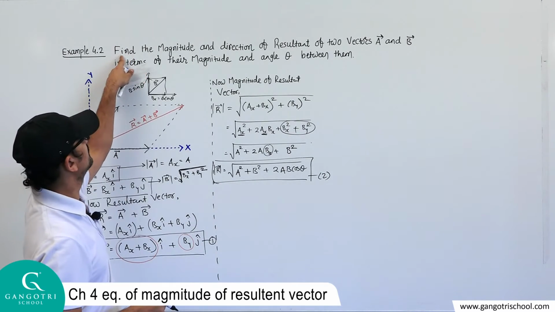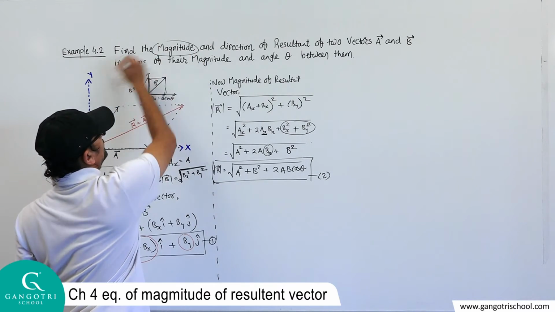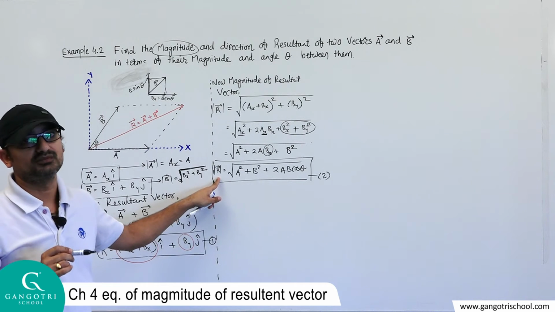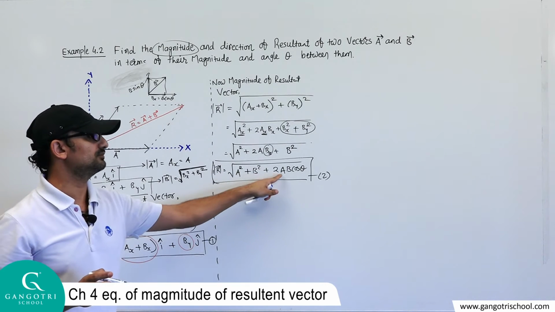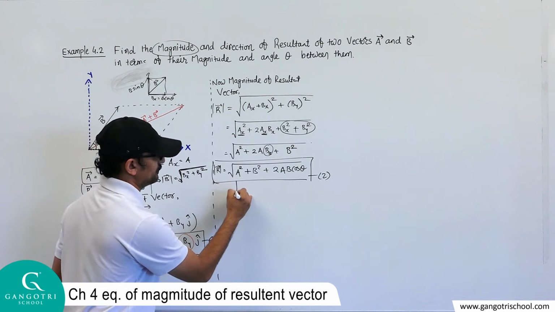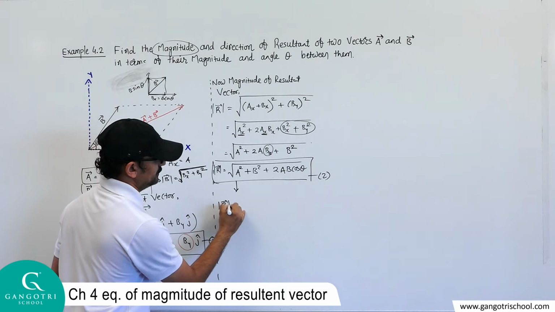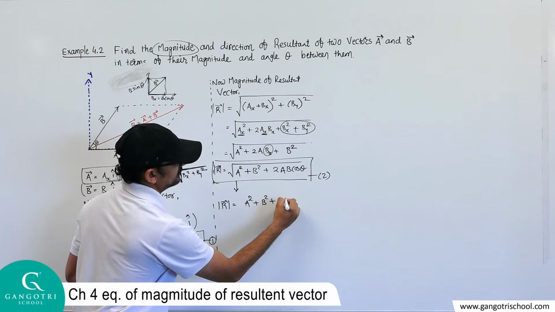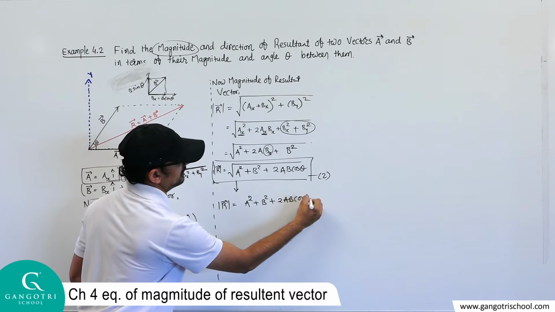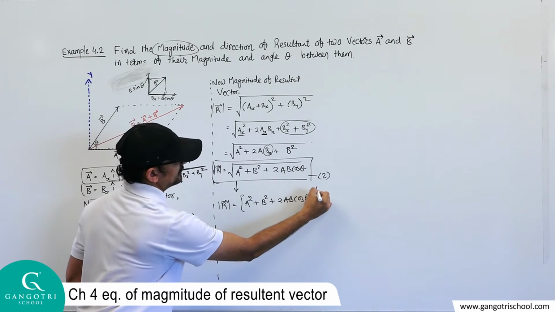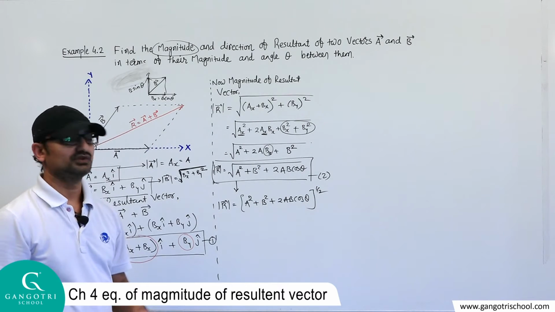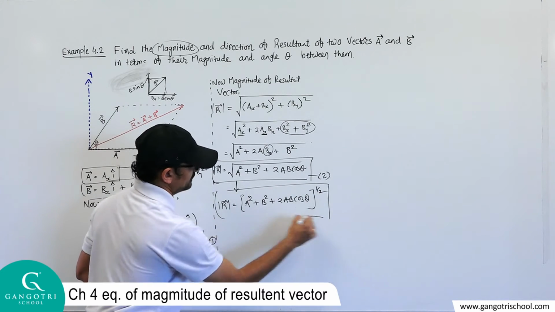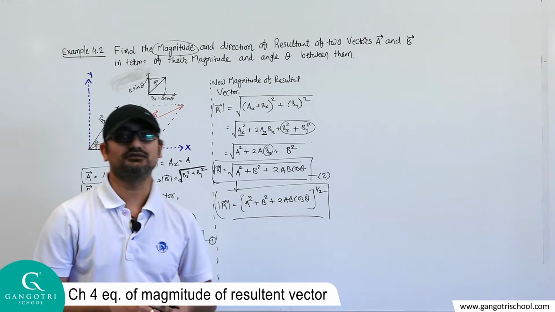They ask us to find the magnitude. The magnitude of the resultant vector is obtained: A square plus B square plus 2AB cos theta, raised to 1/2. We can also write it in this way: the magnitude of vector R means the square root of A square plus B square plus 2AB cos theta. Instead of square root, you can write raised to 1/2 also. So this is the first answer. This is the magnitude of the resultant vector.